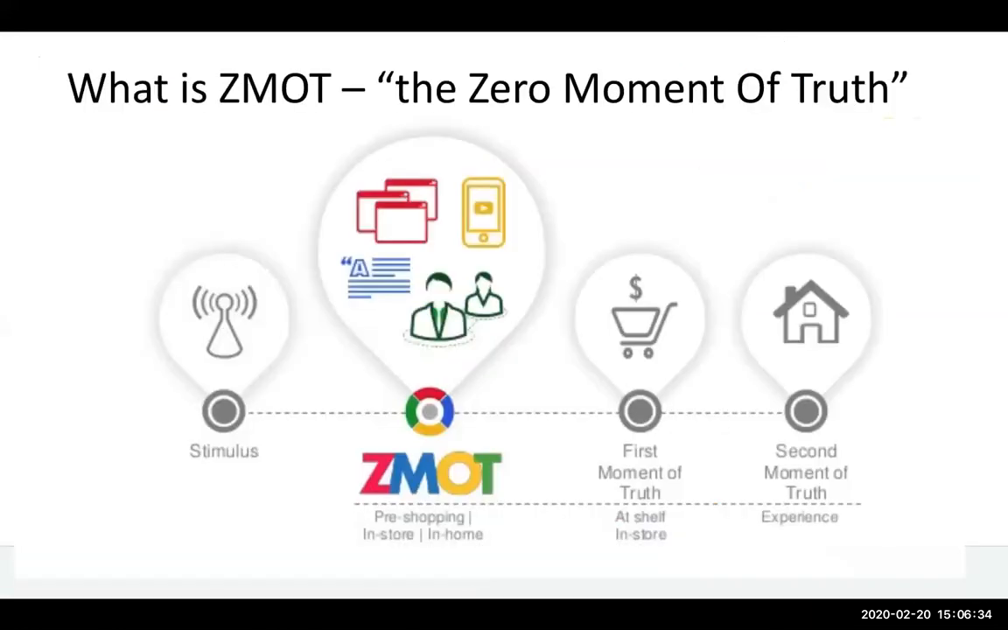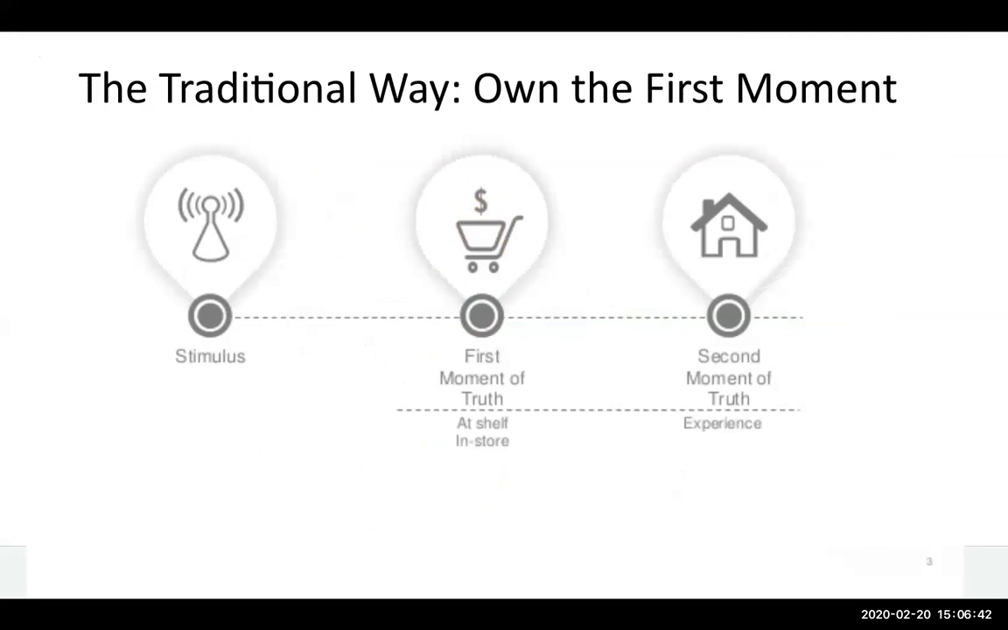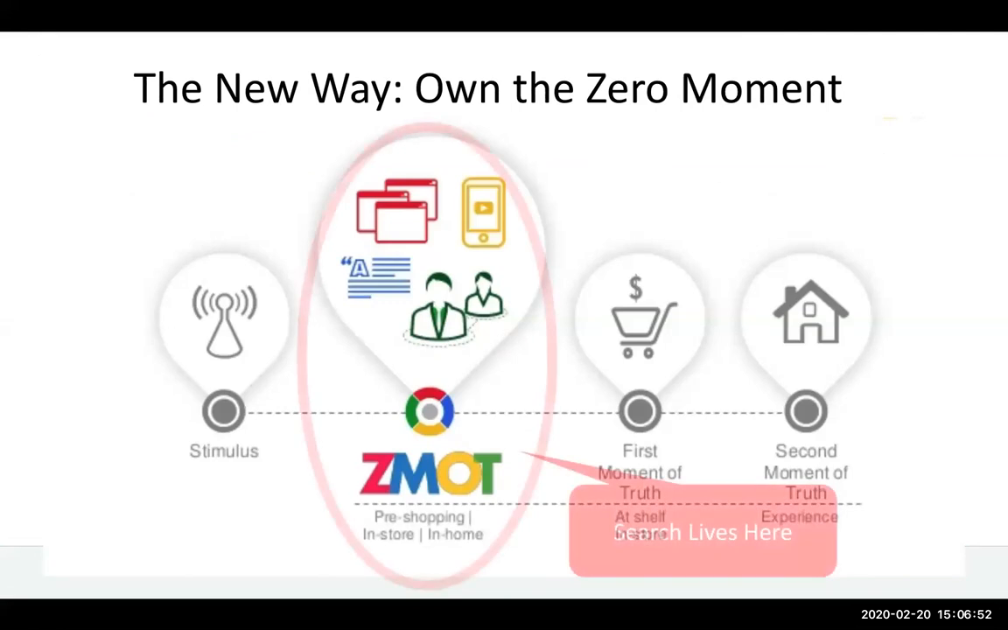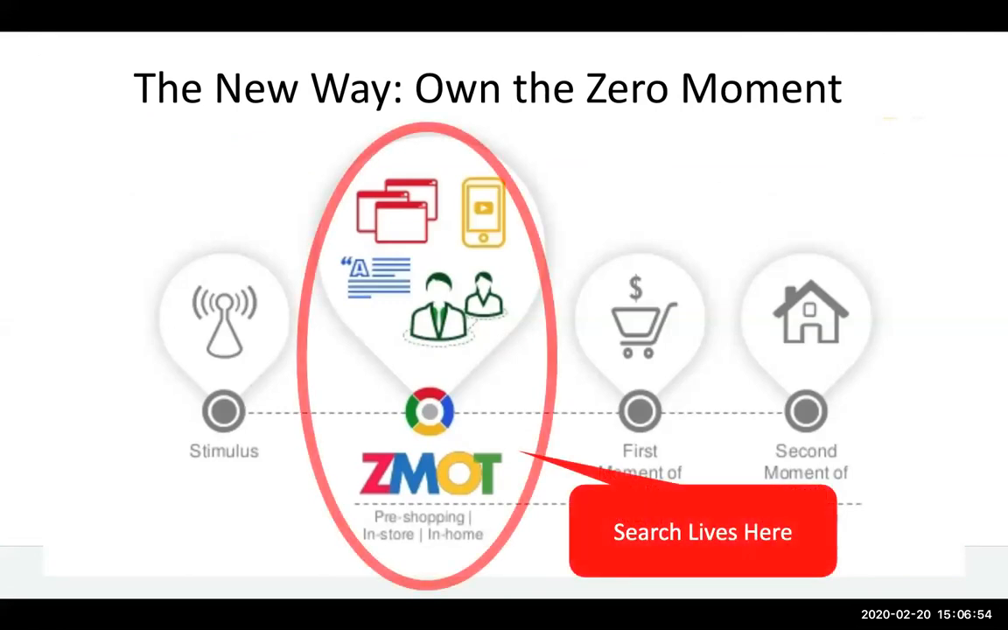So why is this happening? Well, there's this thing now called the 0 moment of truth. And basically the 0 moment of truth is once upon a time, you used to have a stimulus, and then you went into a store and you had to win there, what they called the first moment of truth. And then you had to look after your customer. But now that's changed. There's this whole pre-shopping experience. You get a stimulus, you get turned on to something, or you see it, or a friend tells you about it, and you go to Google and you research it.